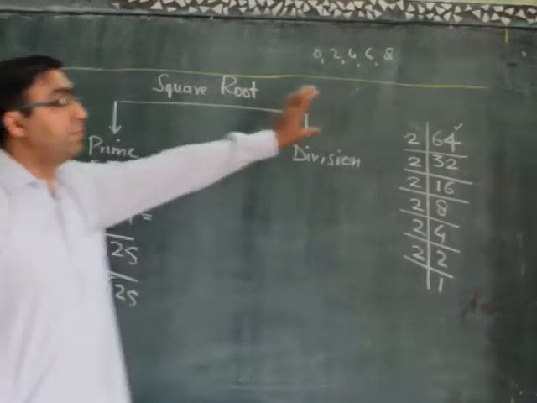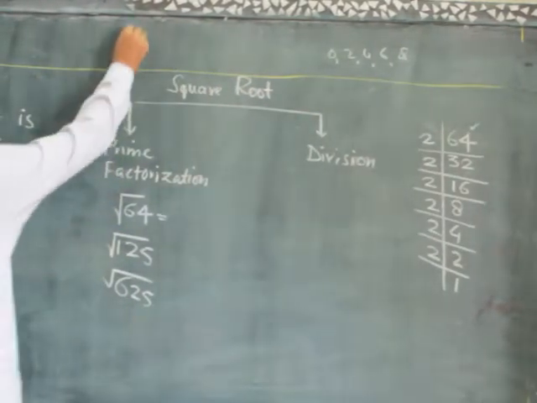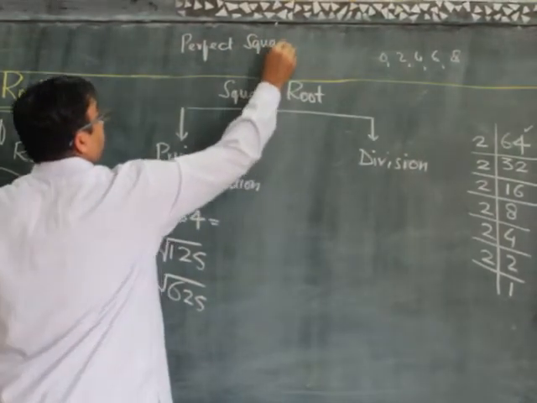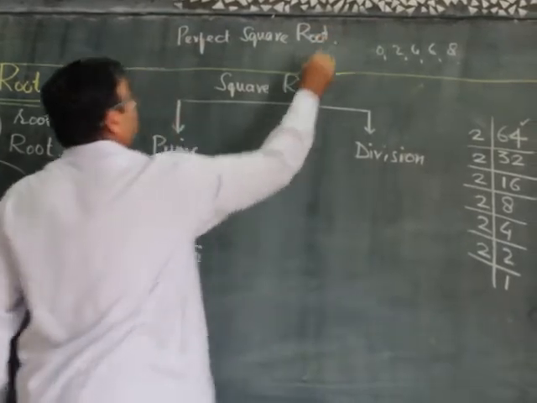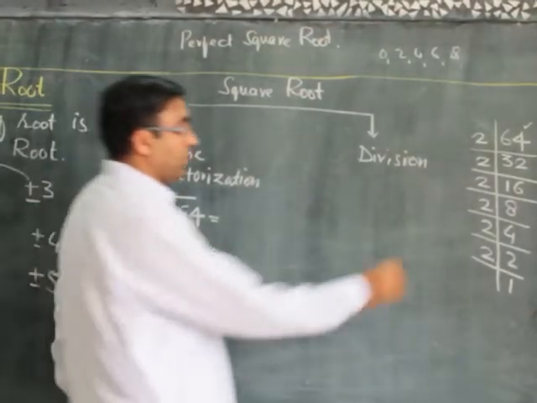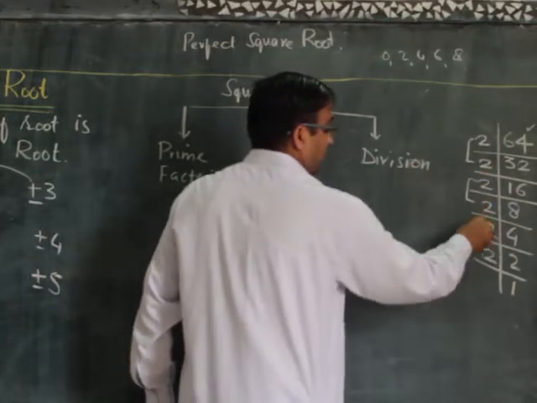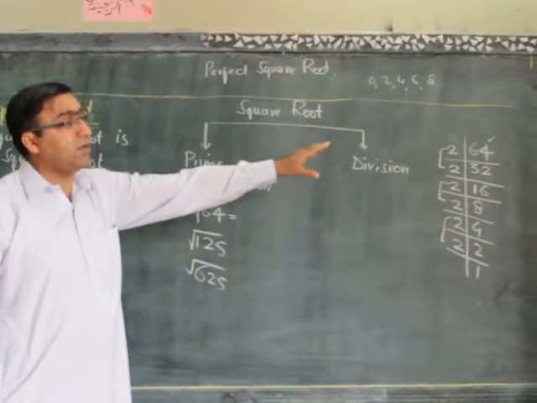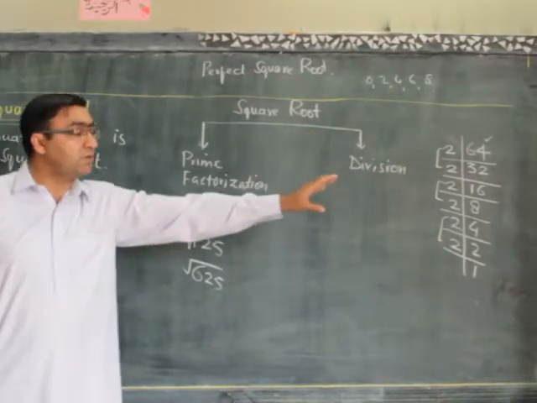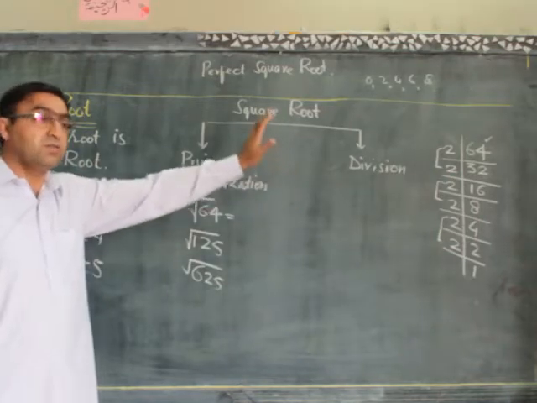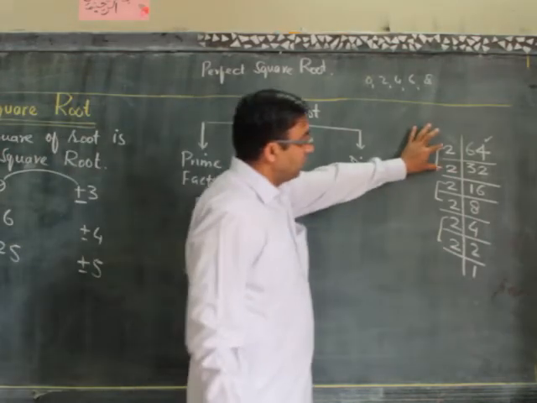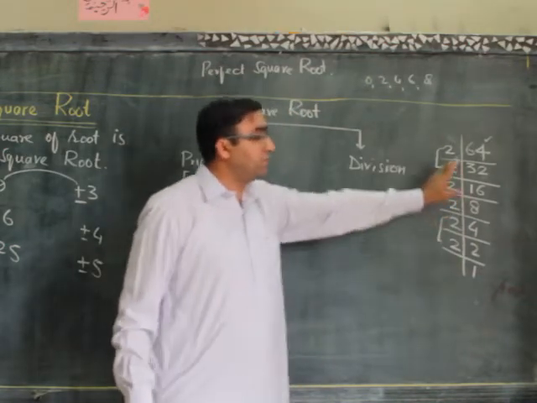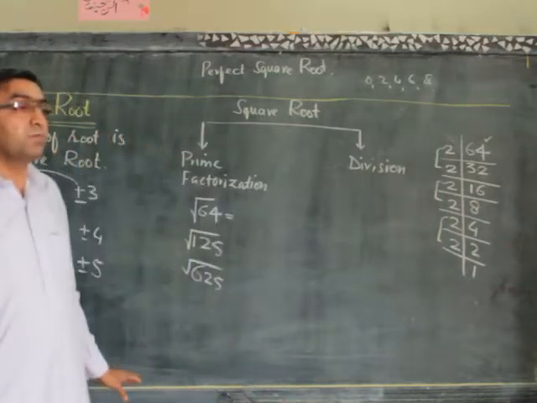Now if any number is a perfect square root, we have two kinds of numbers: perfect square root and imperfect square root. If all the prime factors of a given number are in pair form, 2, 4, 6, 8 and so on, so it will be considered as a perfect square. Like this is one pair, this is second pair, this is third pair. It means there are 3 pairs in the given number, so 64 is a perfect square.